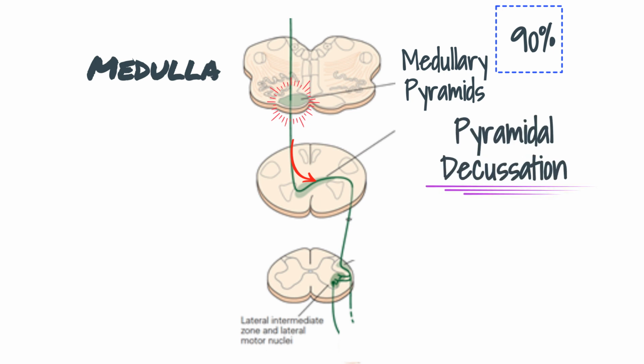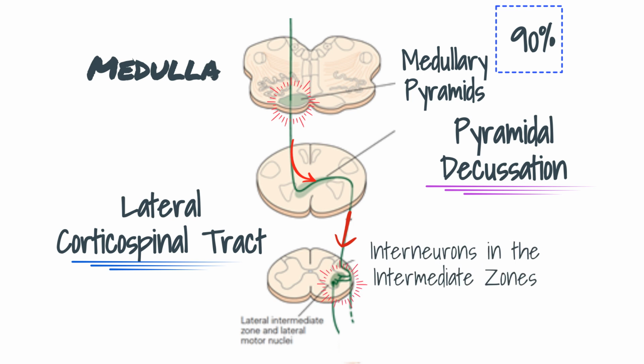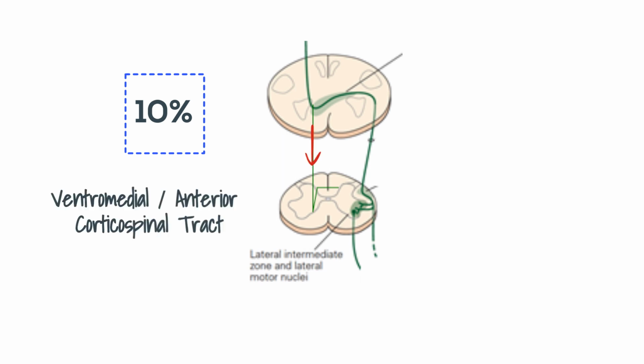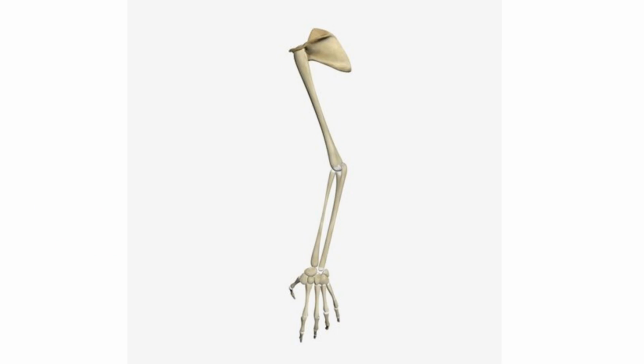The decussating fibers enter the spinal cord on the opposite side of the body in a pathway known as the lateral cortical spinal tract. Most of these neurons synapse on interneurons in the intermediate zones of the spinal cord. The remaining 10% of the fibers continue ipsilaterally in the spinal cord through the ventromedial or anterior cortical spinal tract. These neurons only cross over when they reach the level of the spinal cord in which they exit from. Neurons in the anterior pathway also synapse on interneurons in the intermediate zone.